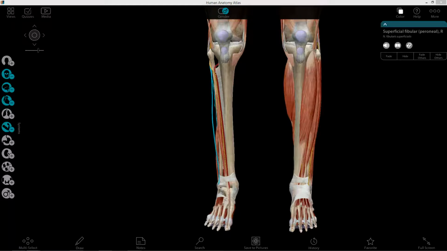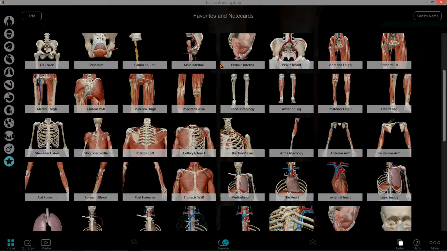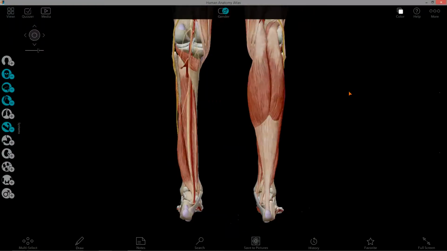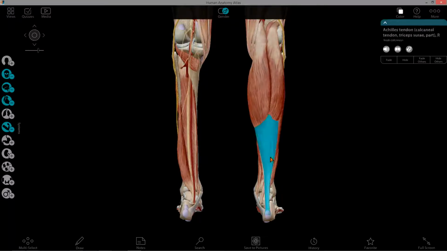All right, so just one more compartment to go here, the posterior compartment. Hopefully I'm not going too fast for you. And here's the posterior compartment. Okay, so before getting into the posterior compartment, I wanted to discuss a couple of motions of the foot again.